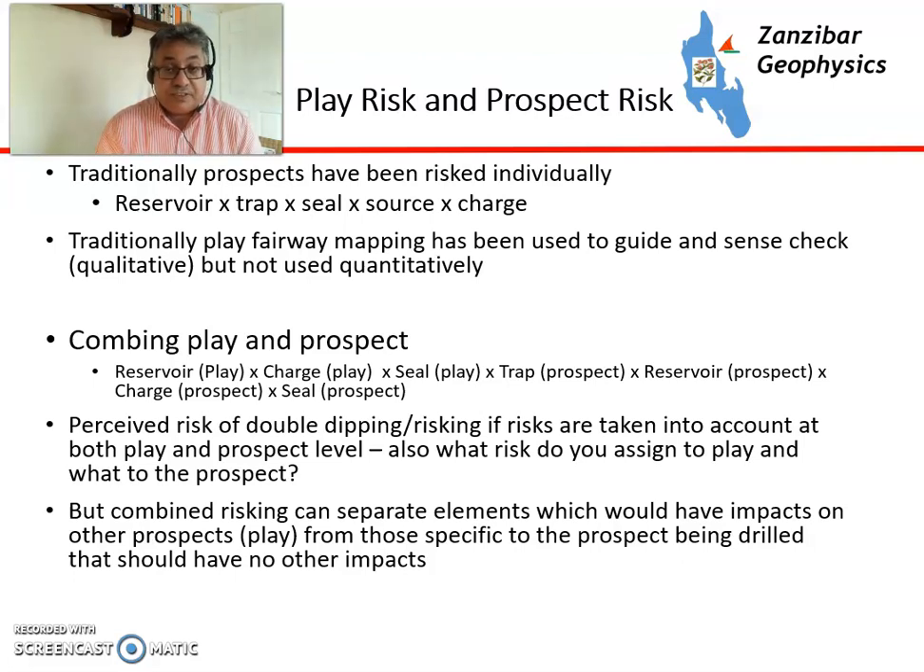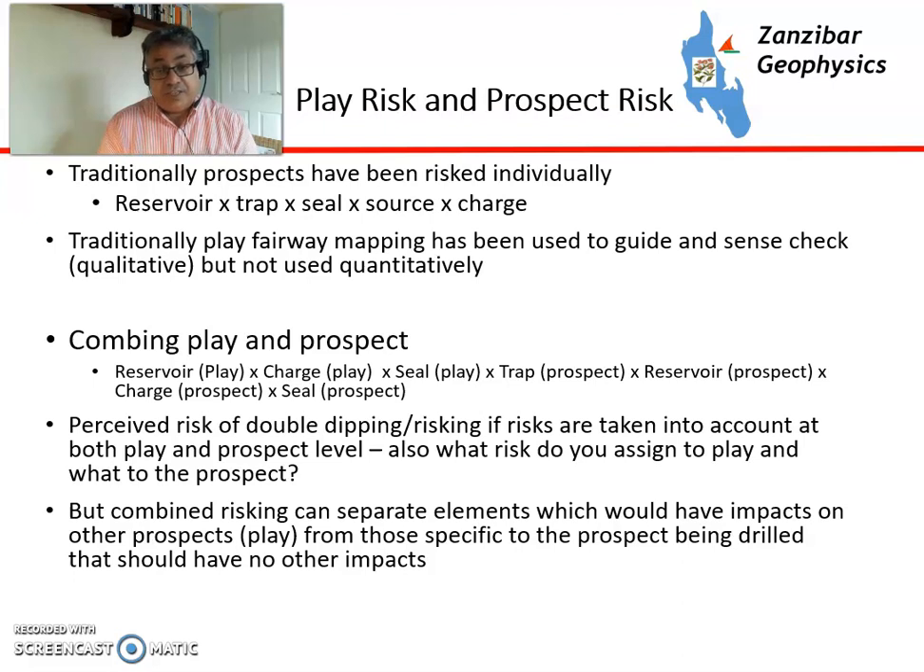All these are probabilities between 0 and 1, where 1 is certain and 0 is where it's not going to happen. In reality, risk factors are never quite that polarized because you have information that is uncertain. So people would use play fairway mapping to bias the risk, to guide it and check it, but in a qualitative way, never quantitatively. So that's one way of doing it.